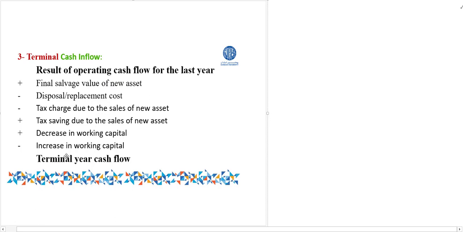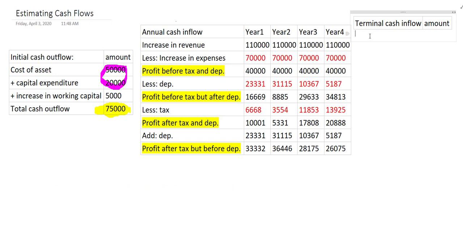But it is the first example, so I have to mention all these points, right? So now let us mention all these points one by one. First one is final salvage, right? Mention final salvage. Salvage. Give one column for this one. Whatever is the amount, we will take it. Next one, mention disposal cost. Disposal cost. Whatever is the disposal cost, we have to mention it here.